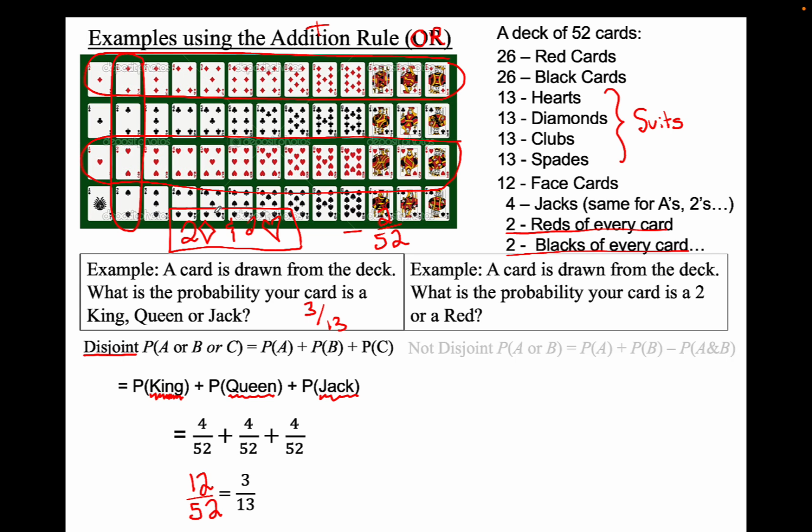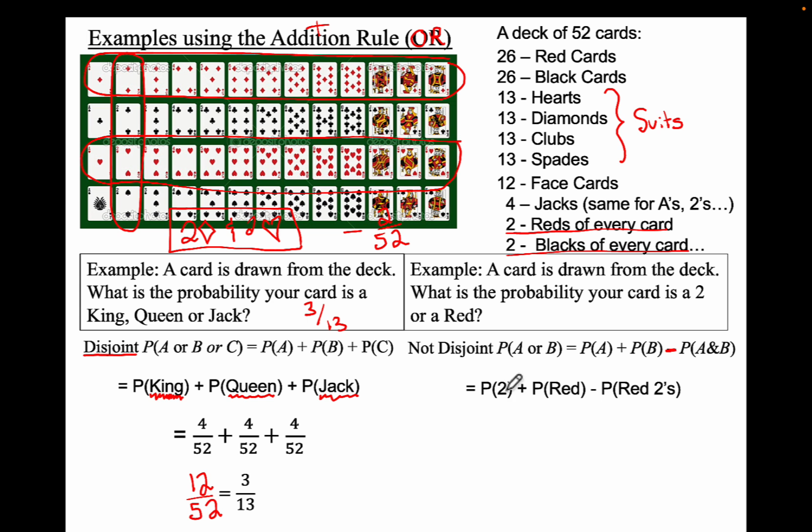Watch, you'll see. So these are not disjoint events. You see the overlap. So when we set up the probability of event A or event B, we have to make sure to do the probability of A plus the probability of B and then subtract out the overlap, anything double counted. All right, it's going to look like this.